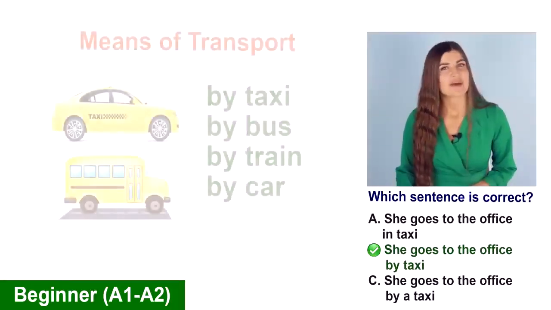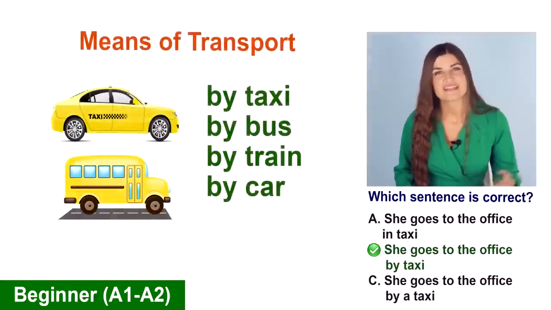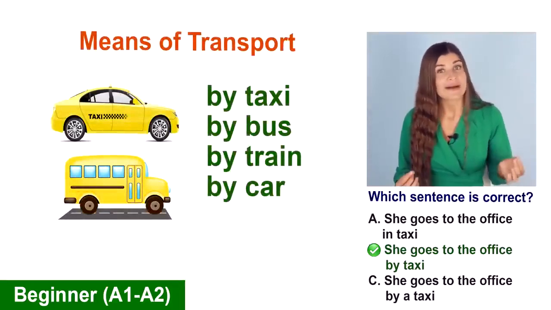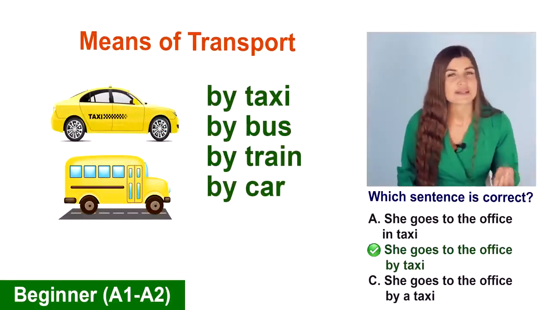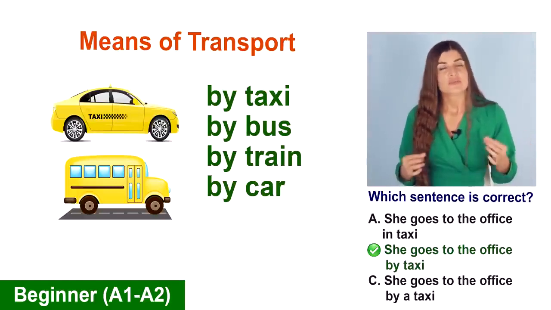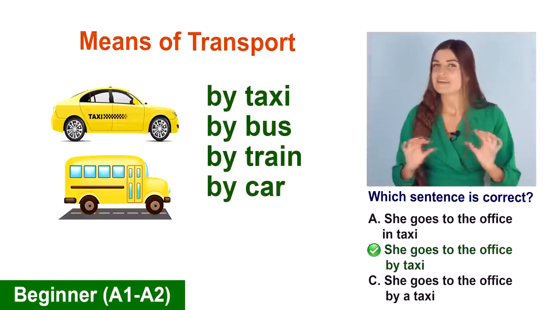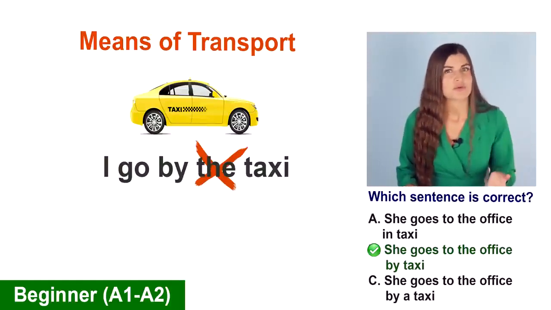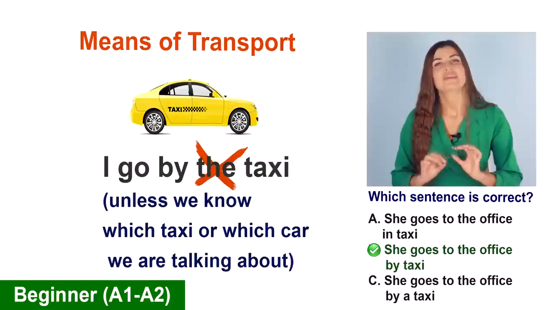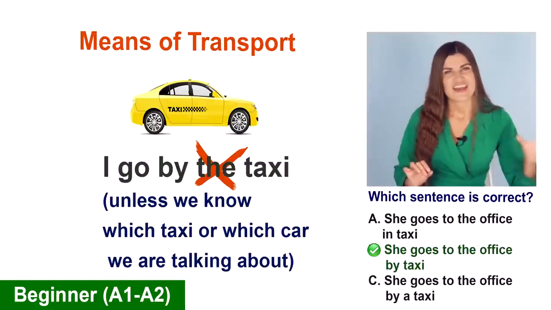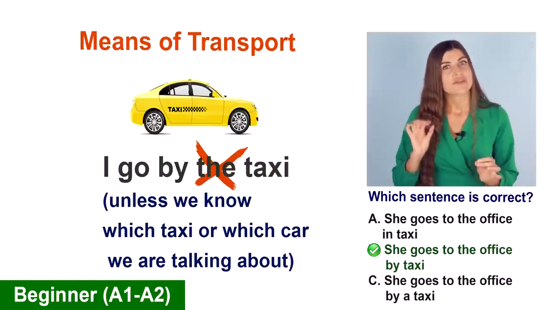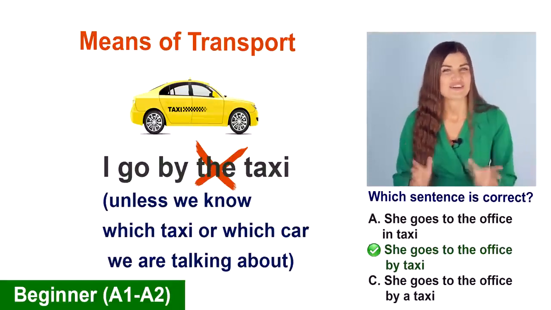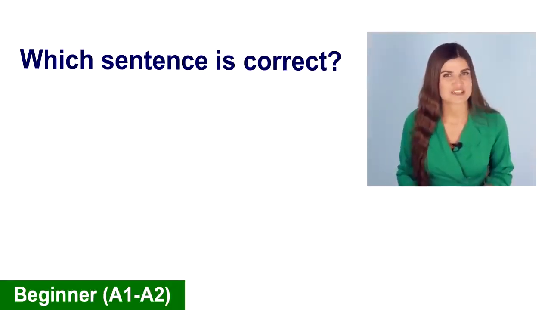When we're talking about the means of transport, a taxi, a bus, a car, a train, we use by bus, by train, by taxi. Another important thing is we never use the article the before means of transport. So please remember, we never say I go by the taxi unless we know which taxi or which car we're talking about.